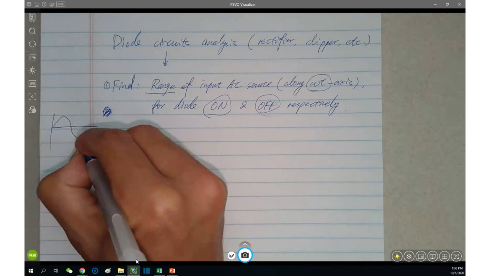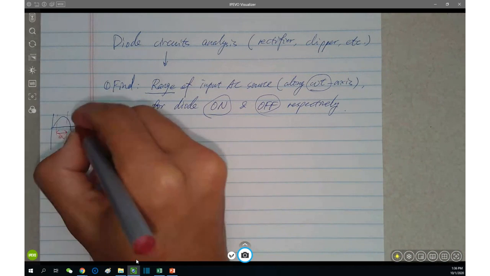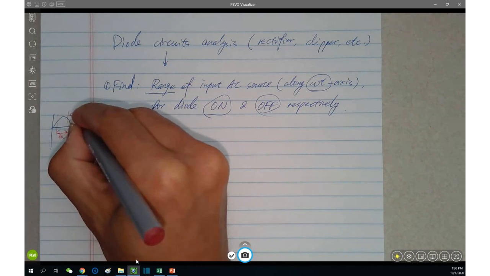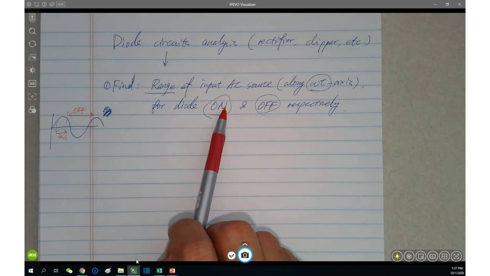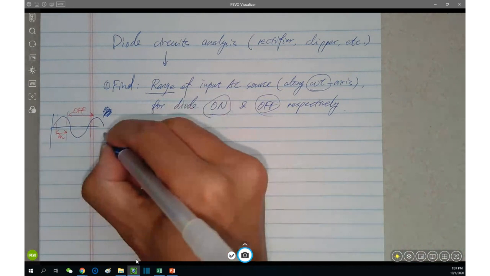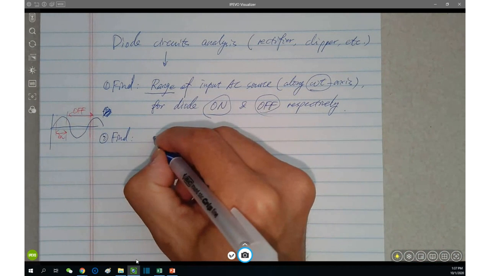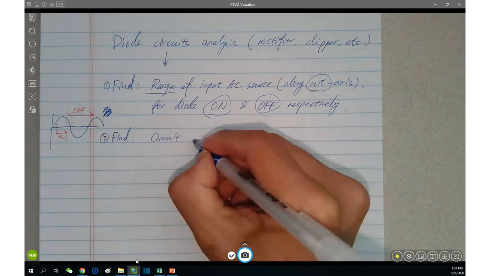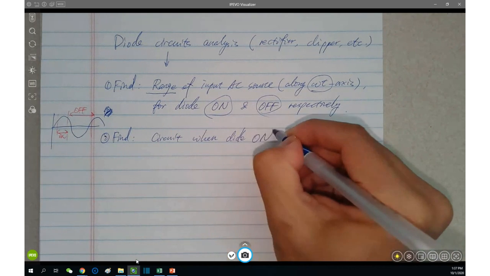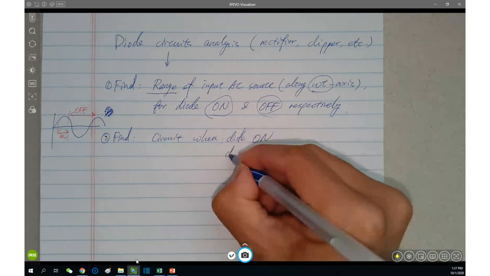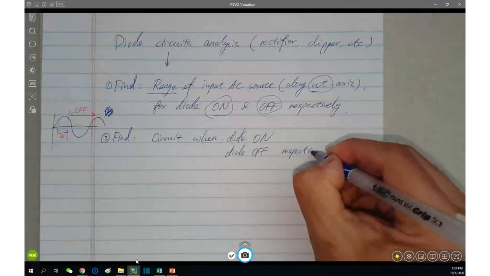Remember what we did previously? This is the input, right? We found that here the diode is on, and up to here the diode is off, right? Remember what we did here? No matter what, we need to find this range. Second, find the circuit when the diode is on and when the diode is off, respectively. Does it make sense?